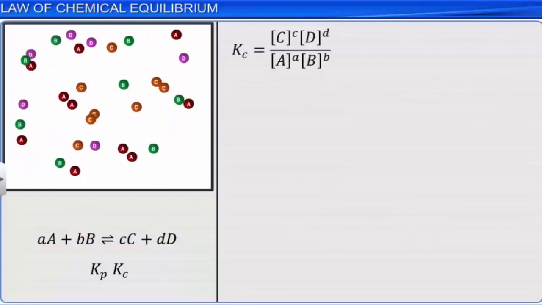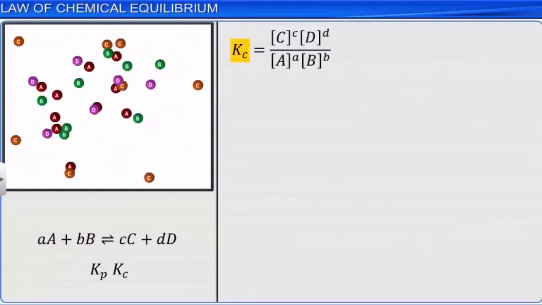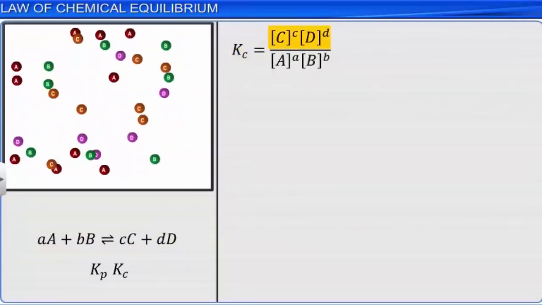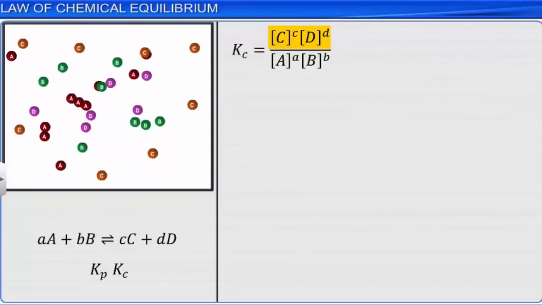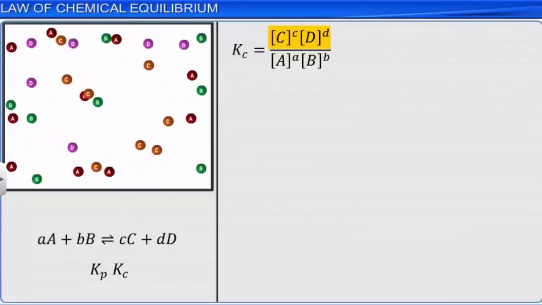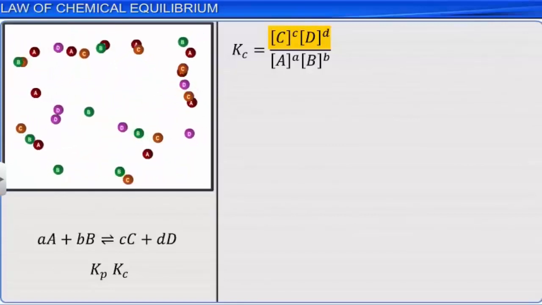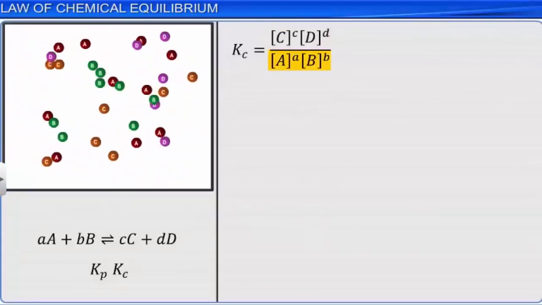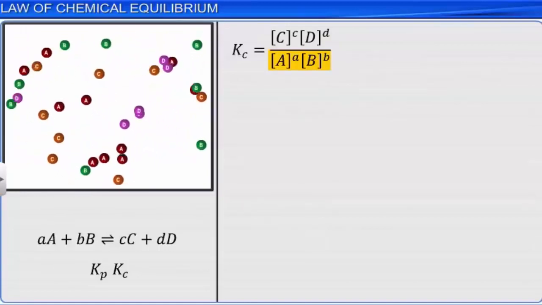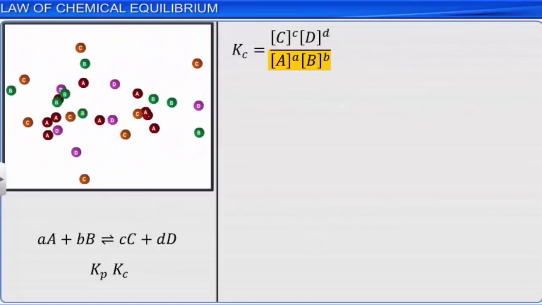is written as Kc is equal to the product of the concentration of the products, C raised to the power of c and D raised to the power of d respectively, divided by the product of the concentration of the reactants, A raised to the power of a and B raised to the power of b respectively.